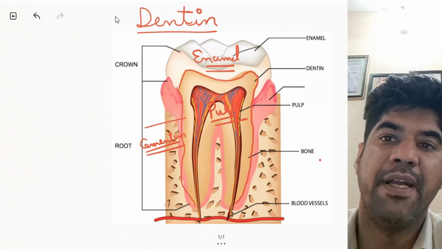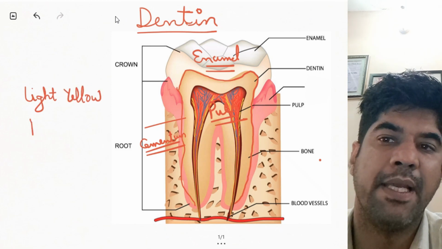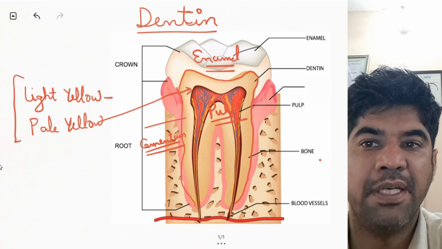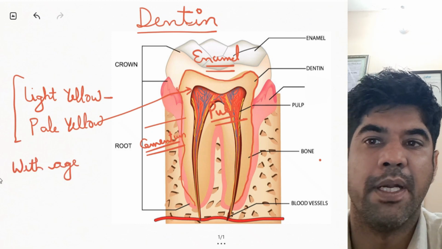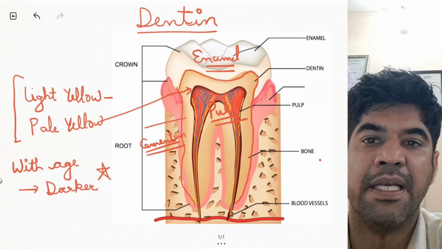The color of dentin varies from light yellow in deciduous teeth to pale yellow in the permanent dentition. So what you will see is that in the deciduous dentition the color is light yellow, but in the permanent it is pale yellow. It becomes darker with age.